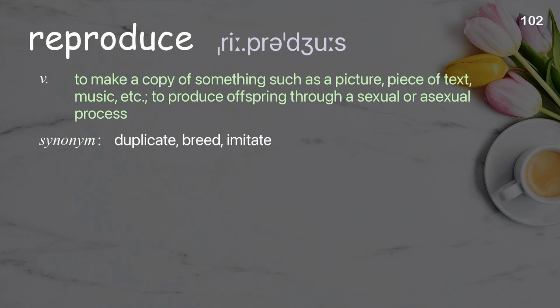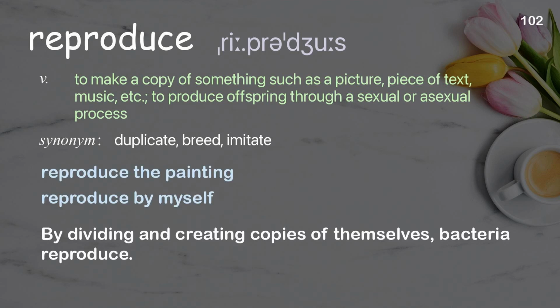Reproduce. To make a copy of something such as a picture, piece of text, music, etc.; to produce offspring through a sexual or asexual process. Examples: Reproduce the painting. Reproduce by myself. By dividing and creating copies of themselves, bacteria reproduce.